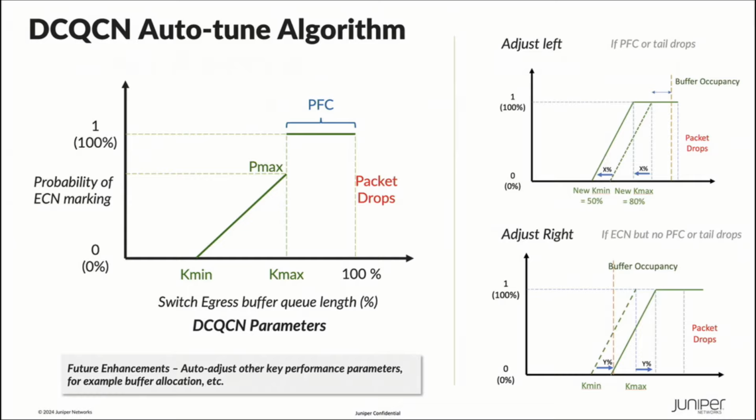So if it is happening, that indicates that your ECN is not reacting fast, and whatever config you did, we need to move a little bit left, trigger ECN sooner, so that that eventuality of dropping packets is alleviated, right? So what we do is we make a decision, we keep moving left, and then we see what's the impact of this. If PFCs are still triggered or packet drops are happening, we keep moving left until the system is stable, right?